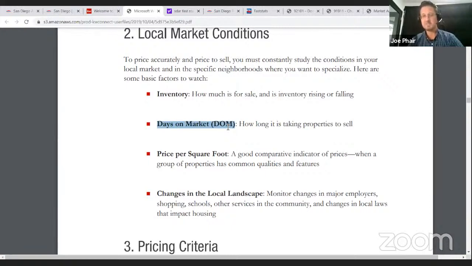So, and these stats are all easy to find online. You can find it, I mean, we have access to it in the MLS, but you can also find it on Zillow and Redfin and all the other websites. Price per square foot. Guys, this one is really difficult. And let me explain real quick why. Price per square foot decreases as the size of the home increases. Meaning your price per square foot on a studio is going to be much higher statistically than it's going to be on a 2,500 square foot home. That's just how the math works out.